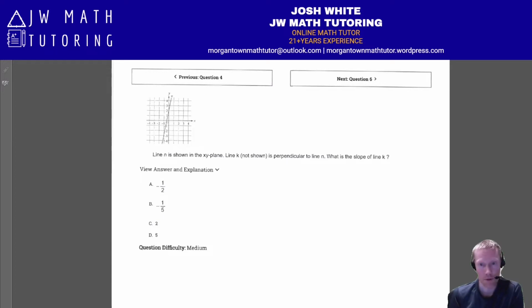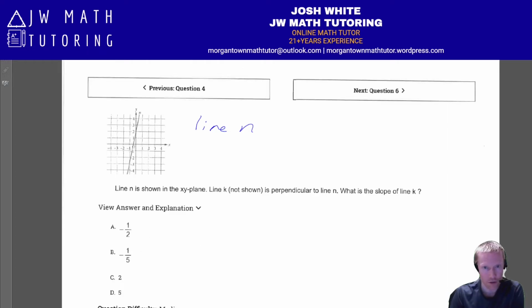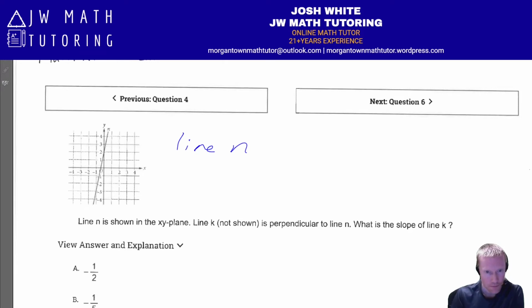Next problem, problem number 5, you're given a graph of a line and you're told about another line which is perpendicular to it, and they want to know what's the slope of the perpendicular line. So this problem is not that difficult, basically involves 2 steps. So step 1, what is the slope of line N? So I'm going to find, and maybe I'll zoom in here again just to make it a little easier to read, 2 points where it crosses right on the number lines on this graph. One of them looks to be right here at negative 1, negative 3. Another one looks to be up here at 0, 2.